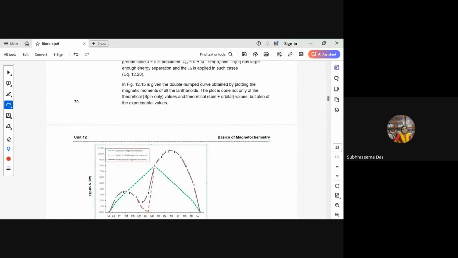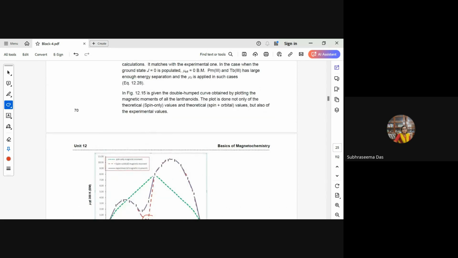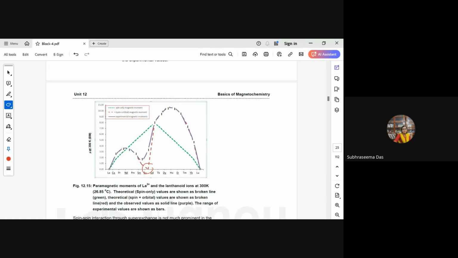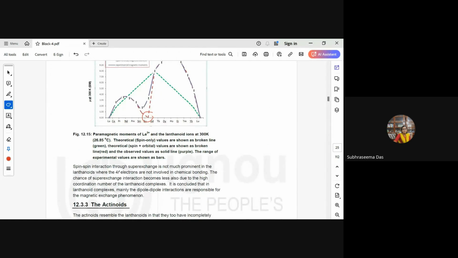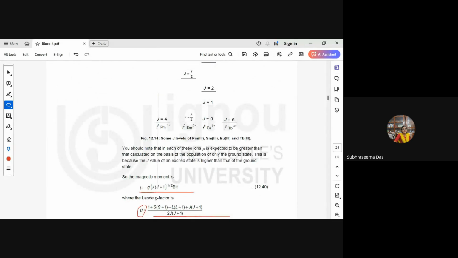The hump indicated in the plot indicates the spin for the f0 electrons, particularly the changes that we have observed in the case of europium and terbium.